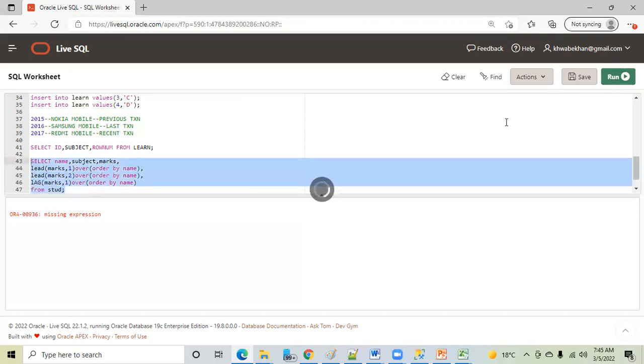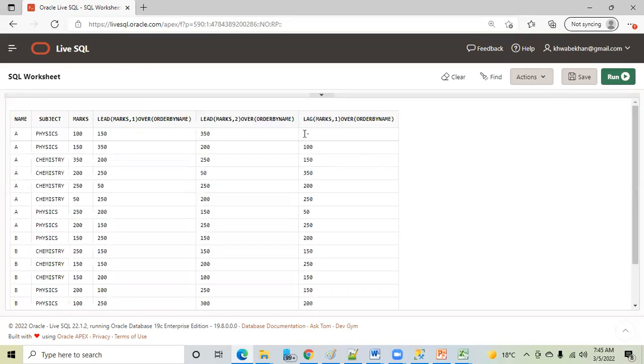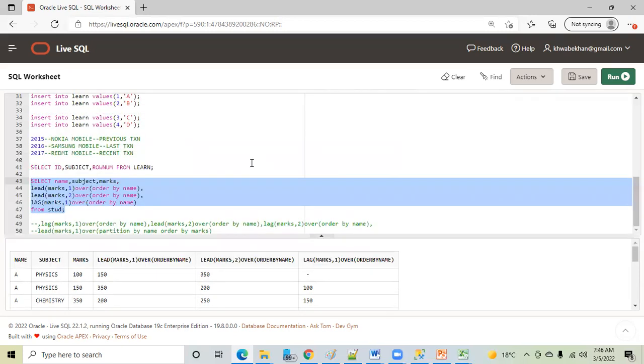So what is happening here, Shivanshu? This was 100, and 100 is present here. It went one step down. 150, one step down. Correct? 350, yes, one step down. 200, one step down. So can I say that lag is the opposite of lead? Yes. It's exactly the opposite of lead.